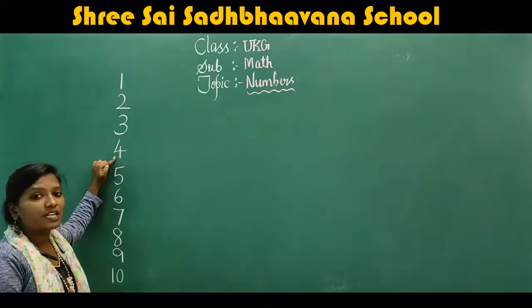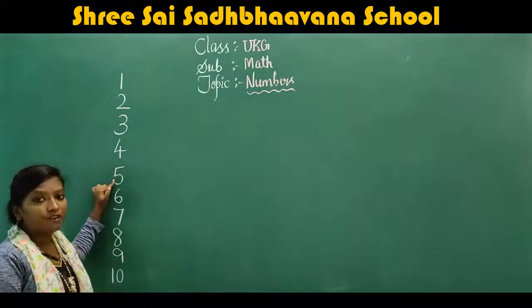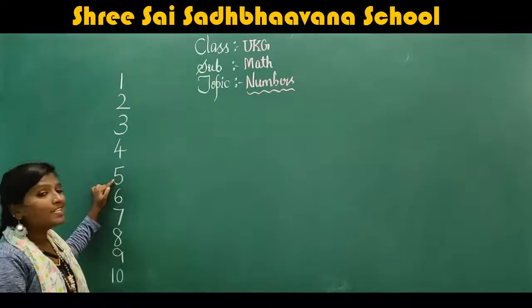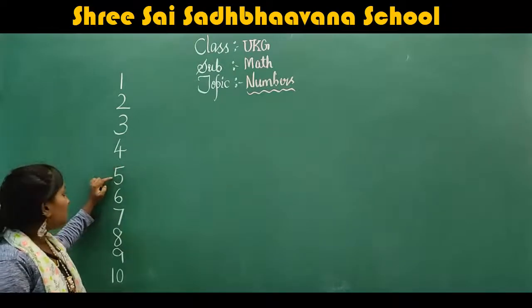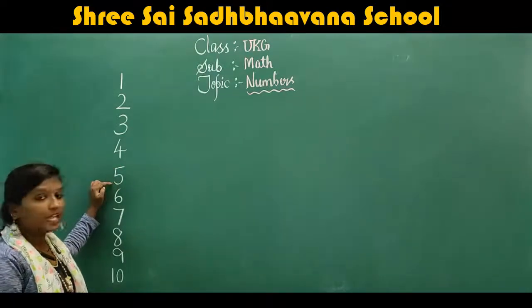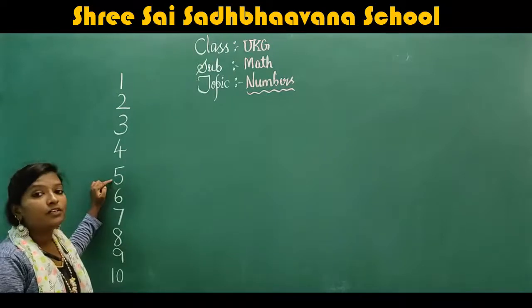After 4, which number will come? Yes, number 5. Then how to write number 5? See here, one sleeping line, standing line and left curve. This is number 5.